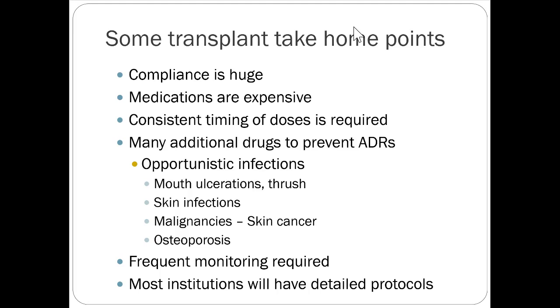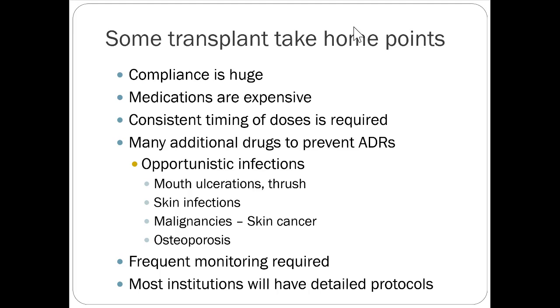Many additional drugs to prevent adverse drug events. So I talked about the drug regimens. We talked about maybe some supplemental things depending on what specific diseases the patient has, but opportunistic infections are important to consider too. These patients are immunosuppressed, so things like oral thrush is an issue. Skin and soft tissue infections can be an issue. Malignancies like skin cancer can be common. Osteoporosis can be common with the long-term steroids. They'll often be on various medications that help to prevent these things. They might be on some prophylactic antibiotics. They might be on osteoporosis-related medications too.